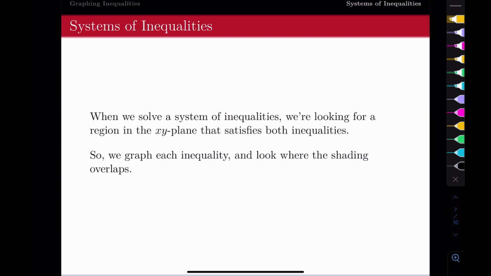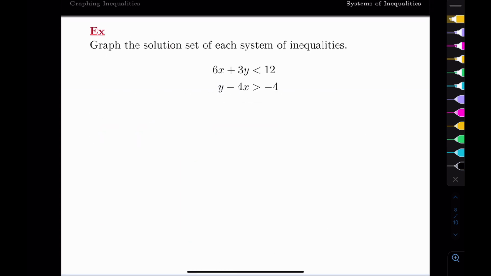Okay. Now when I talk about dealing with an inequality, now I'm just going to have multiple. And again, I'm still looking for a region that satisfies both of my inequalities. So what I want to do in these cases is graph the inequalities separately, and then see where the shading overlaps. So let's do an example. We're going to graph this system of inequalities.